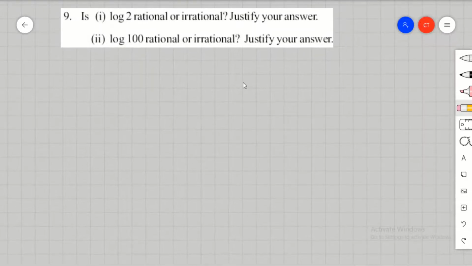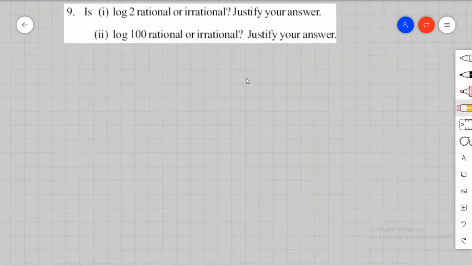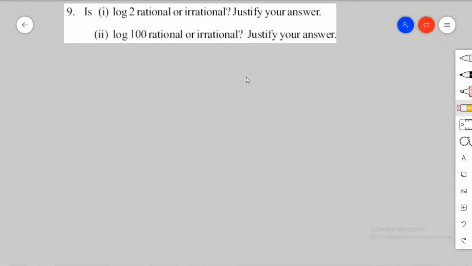Hello students, in this video we are going to see the last question of exercise 1.5. So here is the question: is log 2 rational or irrational? Justify your answer. The second one is log 100 rational or irrational? That also we have to justify. So we'll see the first one, log 2.